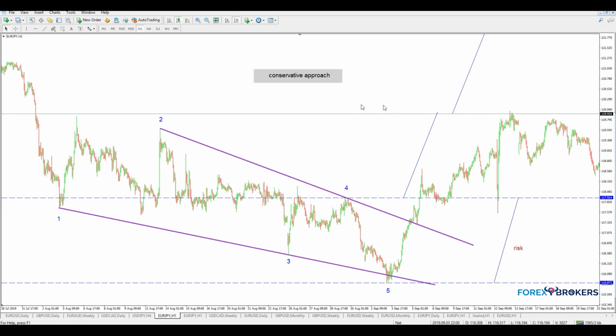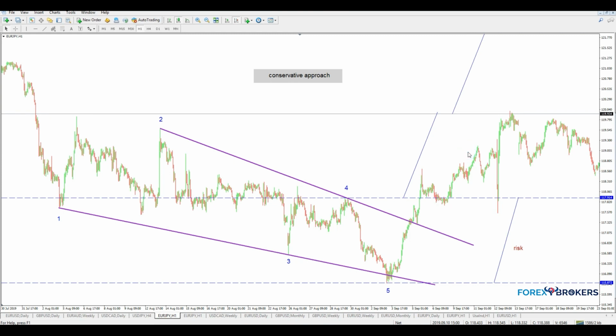A wedge always has 5 waves: 1, 2, 3, 4, 5. From the moment that the 2 to 4 trend line is being broken on the wedge, that's the entry place for a trade. Ideally, the market comes and retests the 2 to 4 trend line before being rejected. There are 2 ways to trade a wedge.